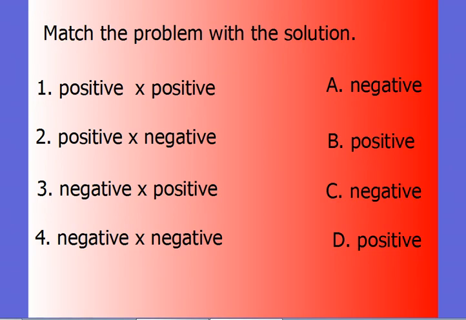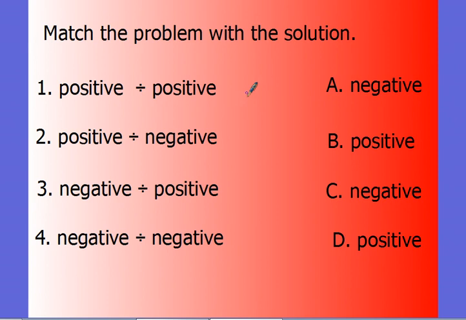Alright, so we're going to go ahead and match these to anything you want. A positive times a positive, that means there's no negative, so you know it's going to be positive. Positive times a negative, so there's one negative, so it's going to be an odd number, so that's a negative. Negative times a positive, and negative times a negative. Because there's 2, that makes it even, which is positive.